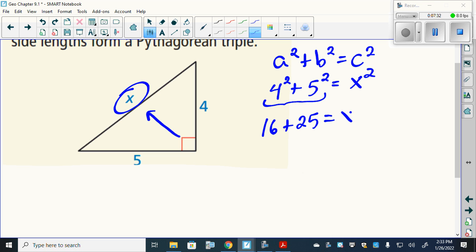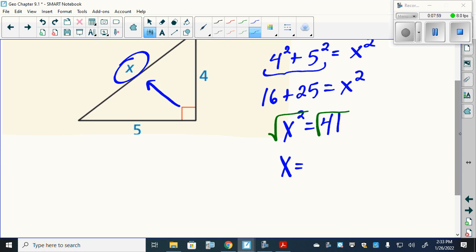Almost. Well, 4 squared plus 5 squared is going to be 16 plus 25, which is 41. So it tells us that x squared, whatever that side length, the hypotenuse squared is, then we would square root both sides. And the calculator tells us that x is, I think it told you, square root of 41.